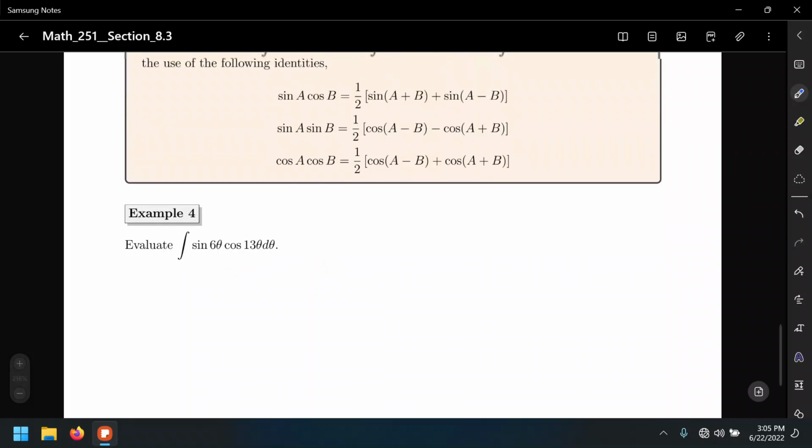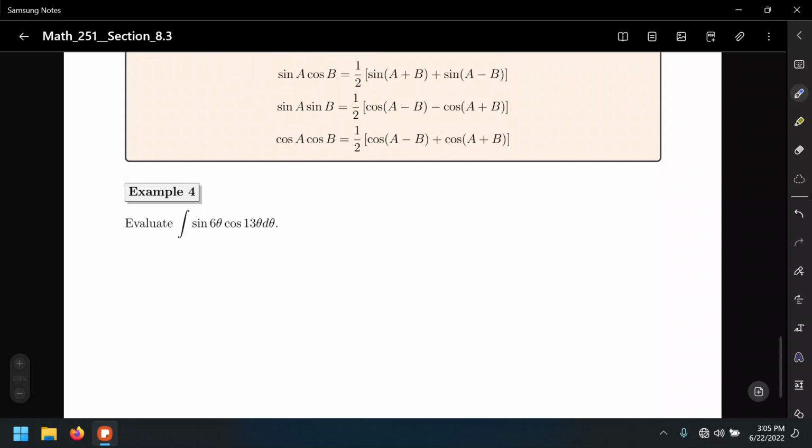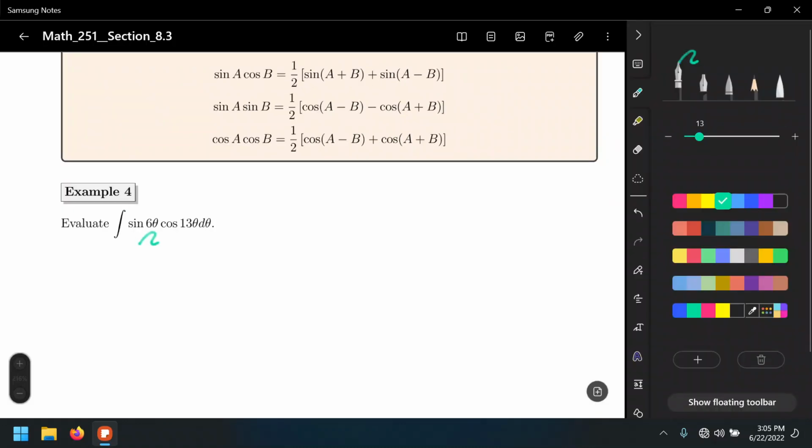There are 3 identities to choose from. When we have a product of a sine and a cosine with different angles, a product of 2 sines with different angles, and a product of 2 cosines with different angles. For our problem, it looks like the first identity is going to work. So let's identify A and B in the first place. Here, A equals 6θ and B equals 13θ.